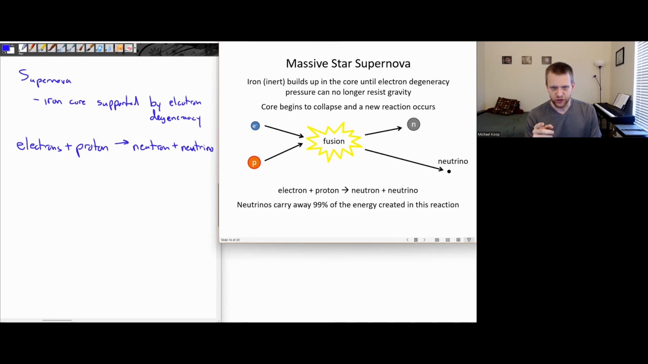Because let's think about this reaction. We're taking a proton and electron, and we're fusing them together to make a neutron and a neutrino. Well, the thing that was supporting the star against collapse was this electron degeneracy pressure. The electrons were the only thing stopping it from just collapsing immediately. And now we're removing the electrons. So as soon as this thing starts to collapse, it removes the electrons that were stopping it from going through further collapse. And it's like pulling the rug out from under it.